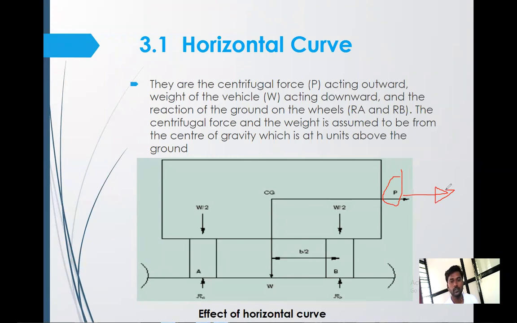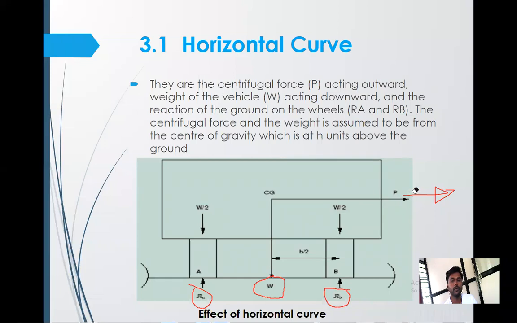You might have learned in the first year, or if you are from direct second year, you might have learned in diploma. Centrifugal force always acts outward. W is the weight of vehicle which is acting downward. RA is the reaction at tire A. RB is the reaction at tire B, which is developed due to the weight of vehicle. Okay, so this is the general figure of the vehicle which is traveling on the horizontal curve.